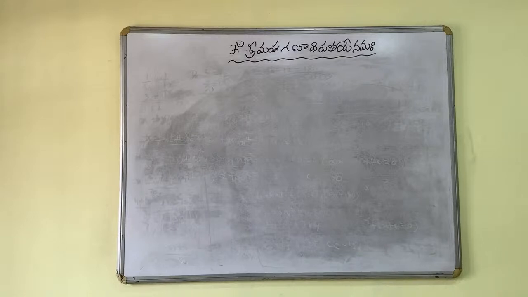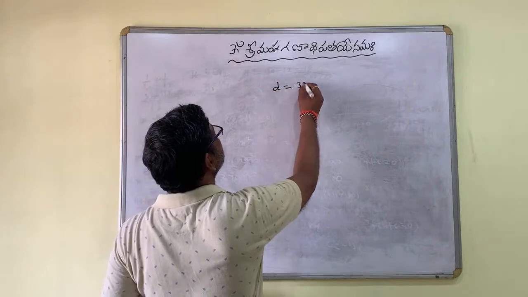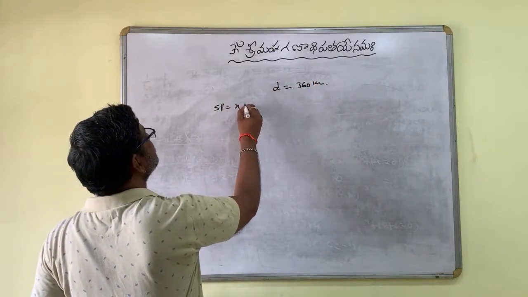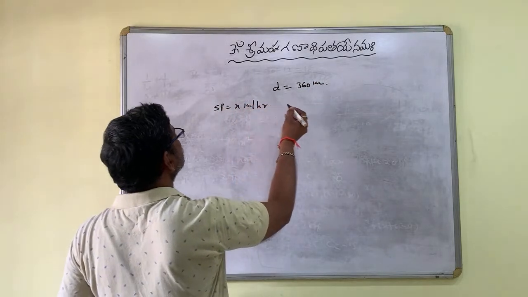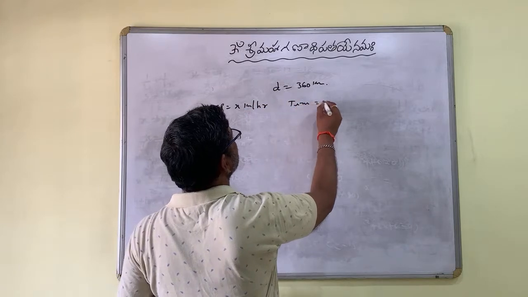If the speed is increased by 5 kilometers per hour, then the journey time will be decreased by 1 hour. We need to calculate the speed of the train. Distance is given, 360 kilometers. Let the speed be x kilometers per hour, and time taken be y hours.